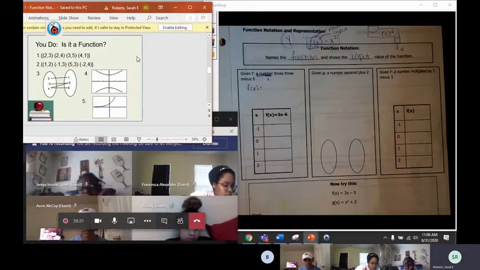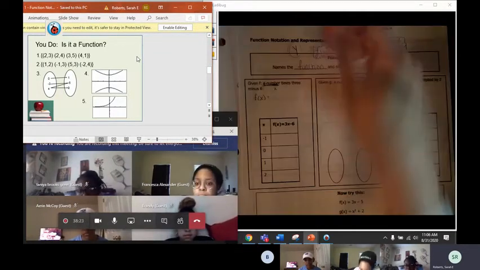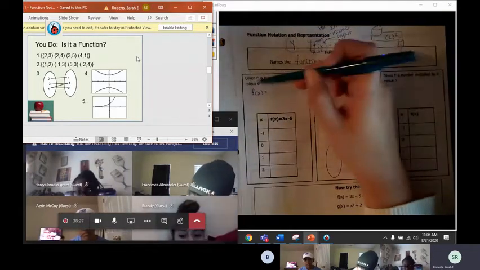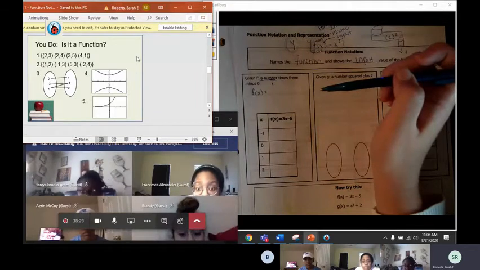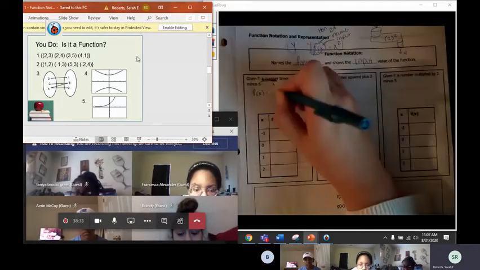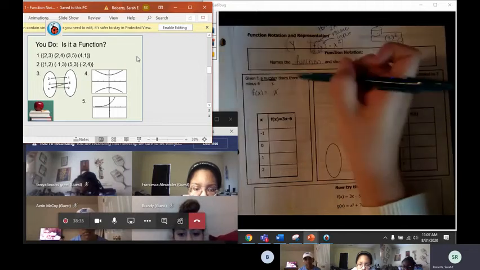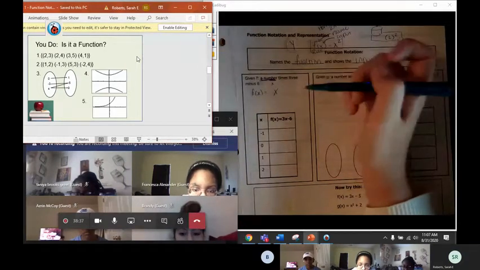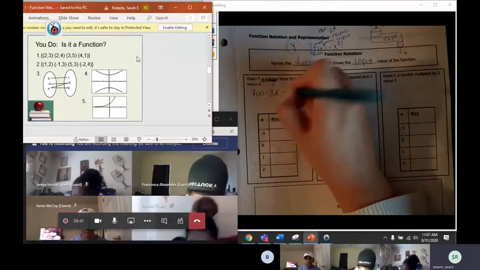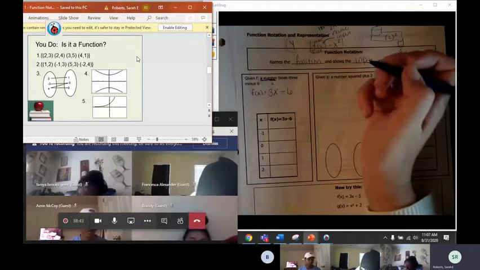And then it says a number times 3 minus 6. How do I write that in mathematical form? So I'm going to take my x, and it says times 3 minus 6. So I'm going to multiply by 3 and subtract 6. All right, this is my function rule.